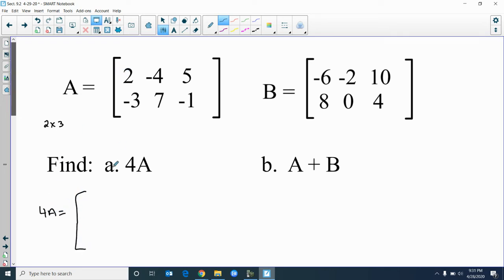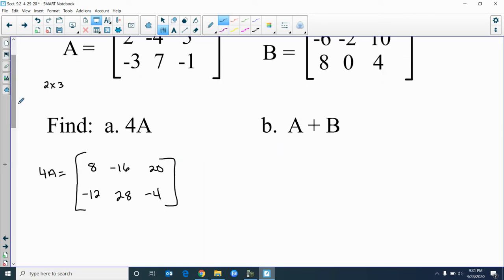is going to be 4 times 2 is 8. 4 times negative 4 is negative 16. 4 times 5 is 20. And I multiply it by negative 3, I get negative 12. I get 28. And I get negative 4. So that is scalar multiplication with matrices. Just take whatever the constant is times all the elements.